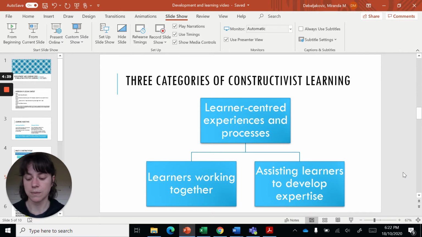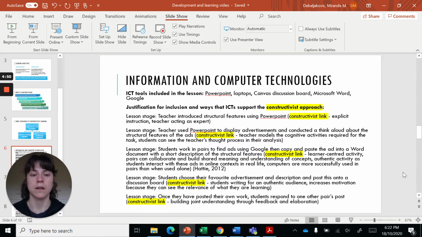These ideas also underpin the development and execution of the lesson that I prepared for this assignment, and I'll refer back to these as well when I'm talking about that. In terms of what kind of ICTs I included in the lesson and how they supported the constructivist approach, the main tools that I used were a PowerPoint presentation. The students used laptops, and through the laptops they accessed a Canvas discussion board, Microsoft Word, and Google Images.